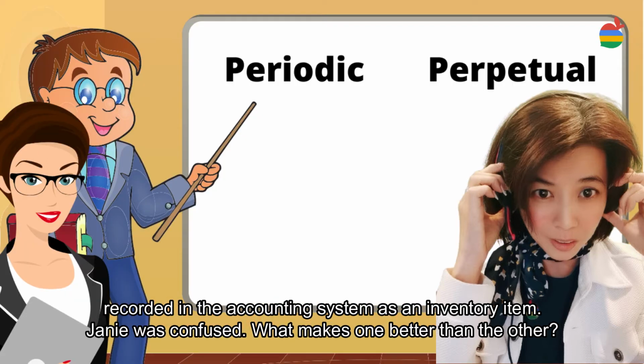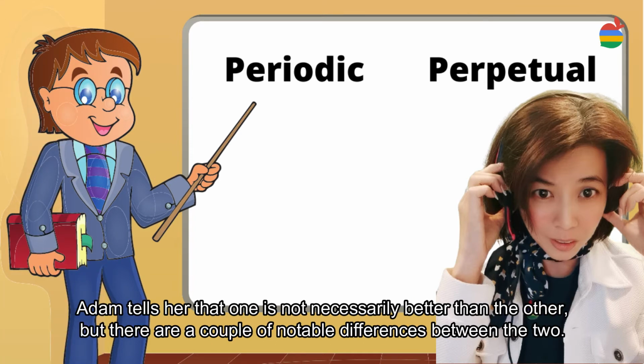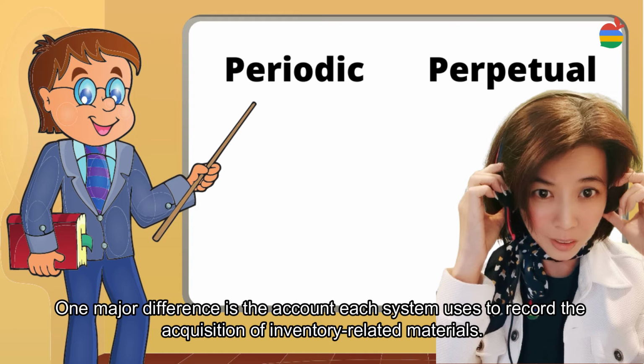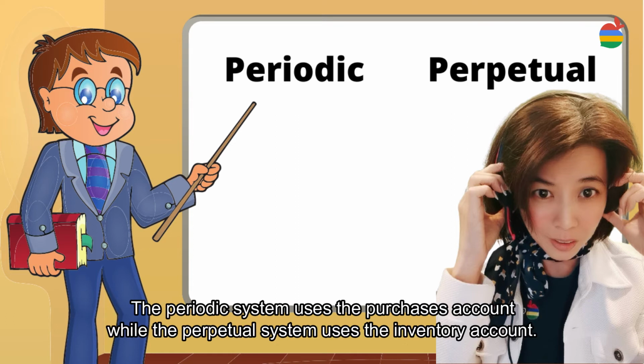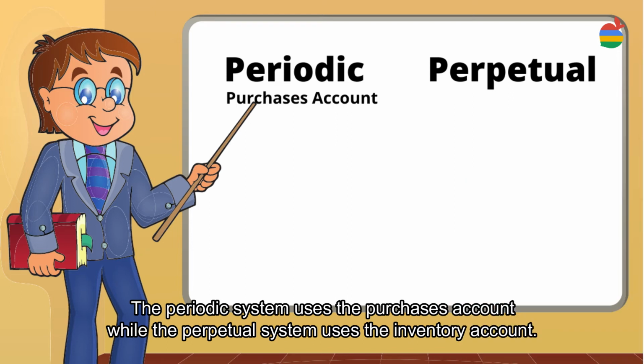Janie was confused about what makes one better than the other. Adam tells her that one is not necessarily better than the other, but there are a couple of notable differences between these two. One major difference is the account each system uses to record the acquisitions of inventory-related material. The periodic system uses the purchases account, while the perpetual system uses the inventory account.